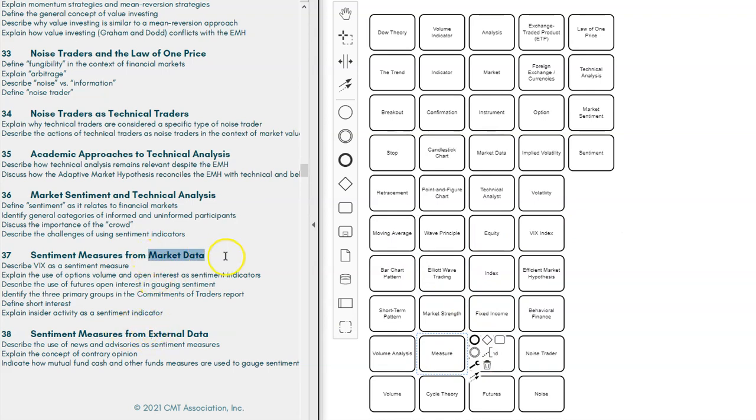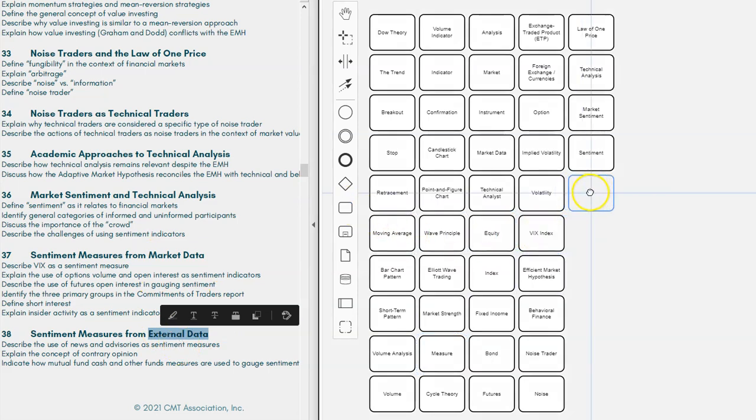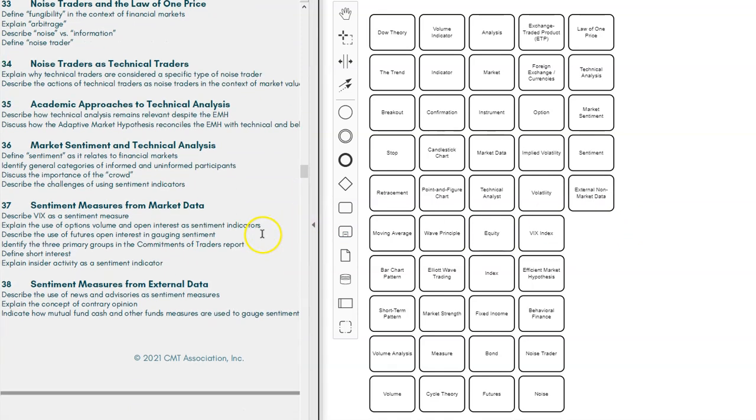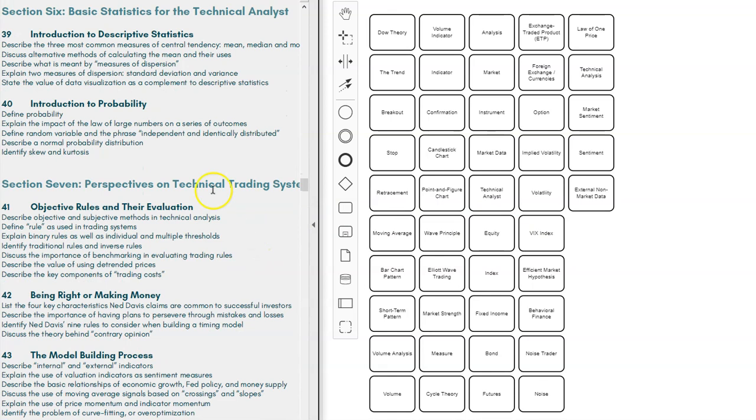Now there's from the market data, but there's also from external data. So that is a good point. External data, so non-market data. I'm going to say external non-market data. Descriptive statistics.